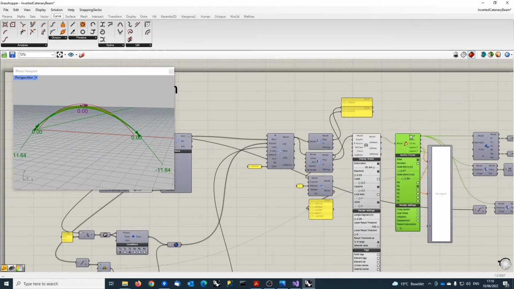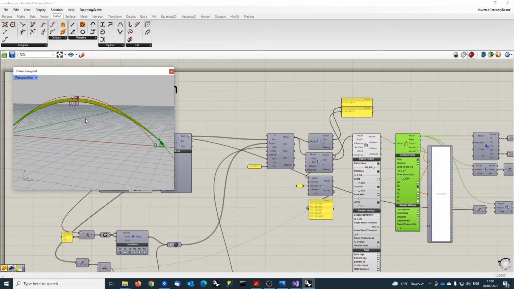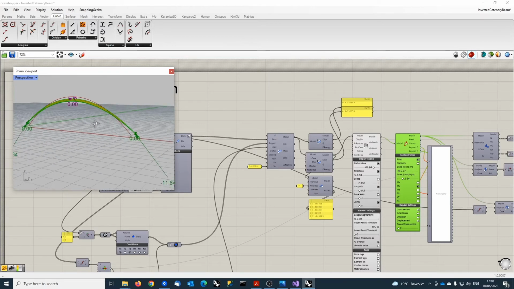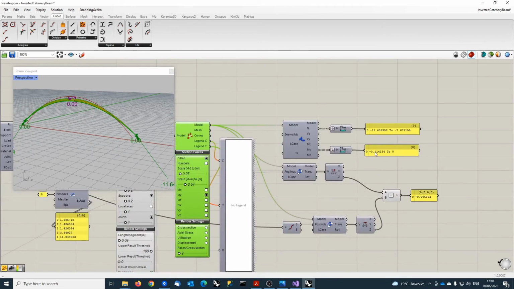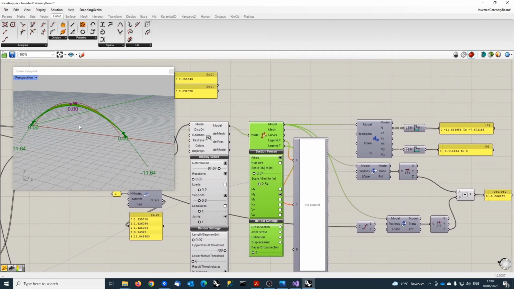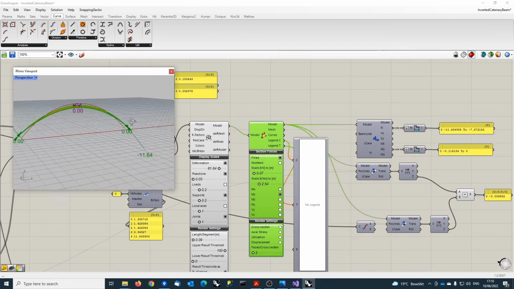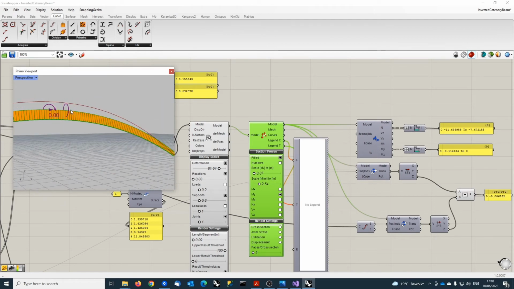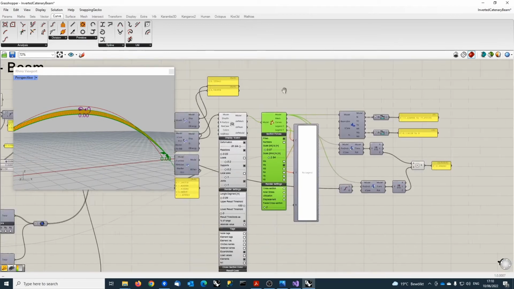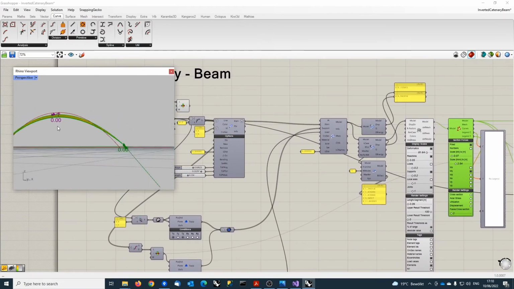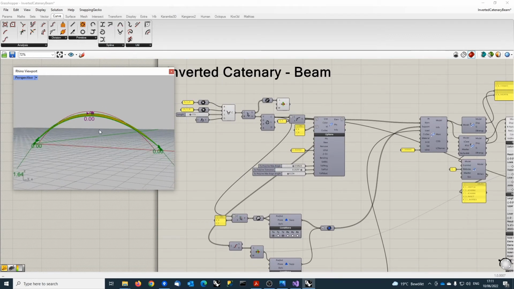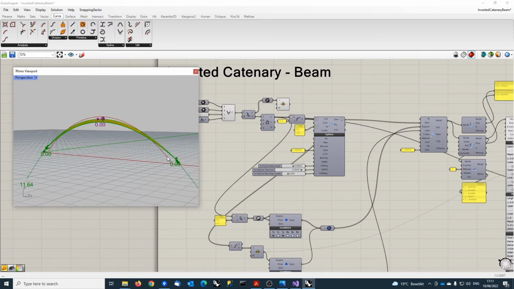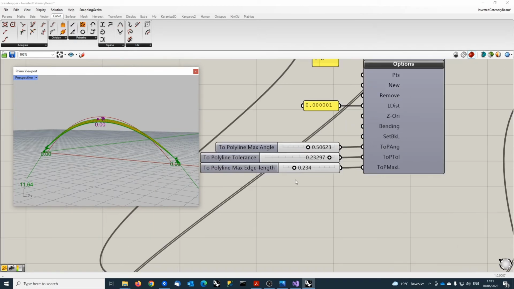The bending moments can be seen here. There are small bending moments because of the deviation between the ideal catenary curve and the approximated structure, which consists of straight line segments. I can control the approximation of the catenary curve using one of these parameters. For example, this one here.